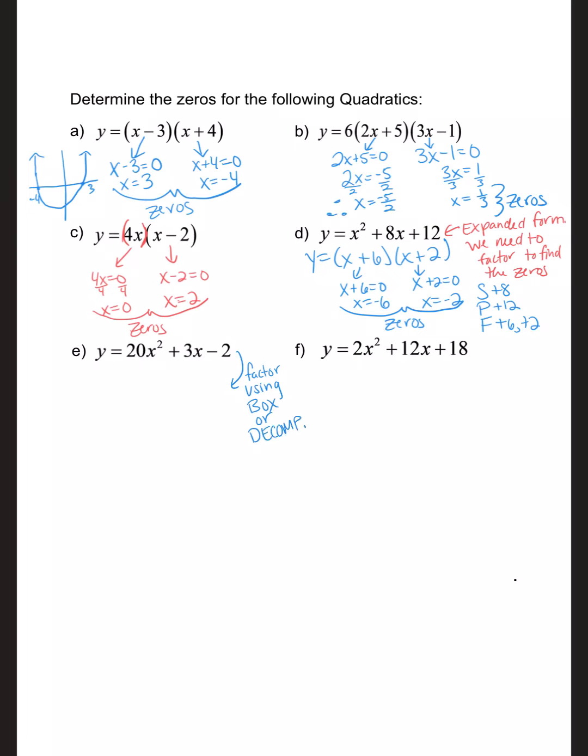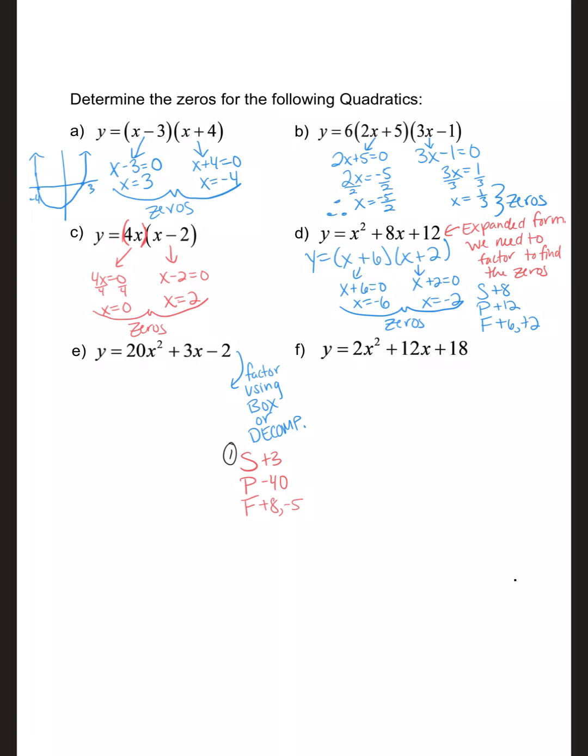Okay, so I'm going to use decomposition for this. I'm going to set up my SPF. Step 1 is we're going to set up SPF, and we'll write step 1. So I'm going to need two numbers that add to b, or add to my middle number, and that multiply to my a times c. So that's 20 times -2. So I need to multiply to -40. So we could list our factors of 40. The ones that are going to work in this case are going to be +8 and -5.